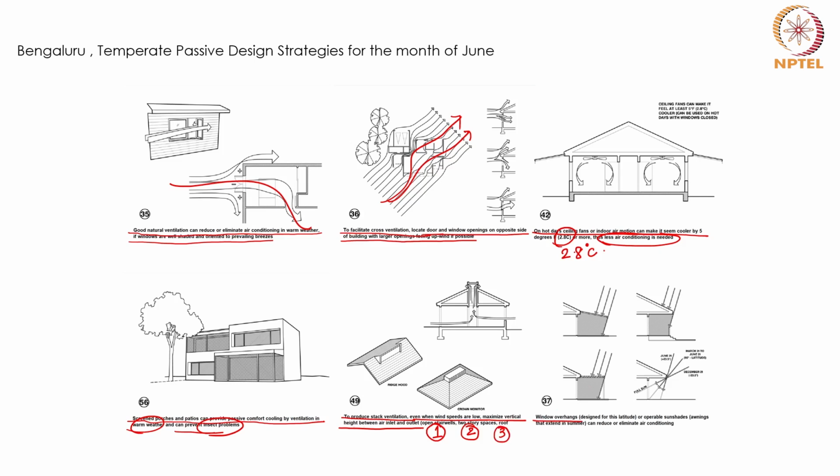Window overhangs designed for this latitude or operable sunshades like awnings that extend in summer can reduce or eliminate air conditioning completely.